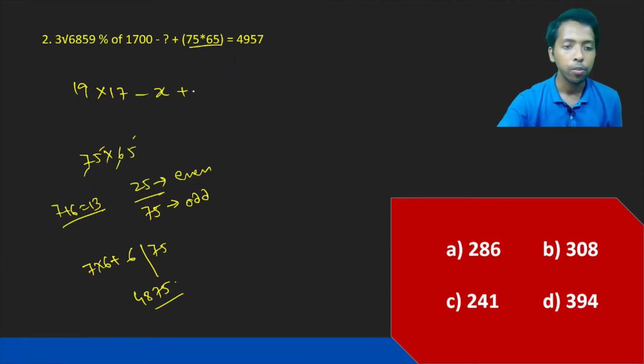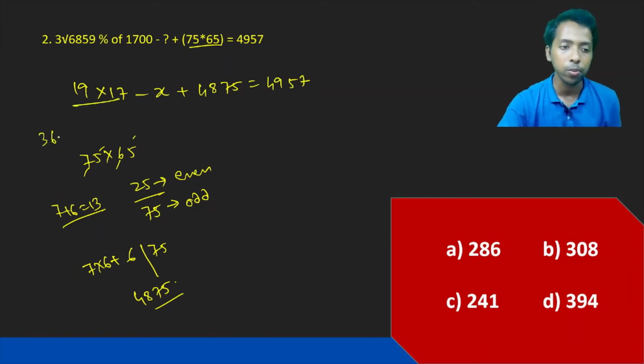That is 4875, equals 4957. Right? So this is 19 squared, that is 361, but it is 38 less, as it is multiplied by 17, so minus 38. So this gives 323, right?